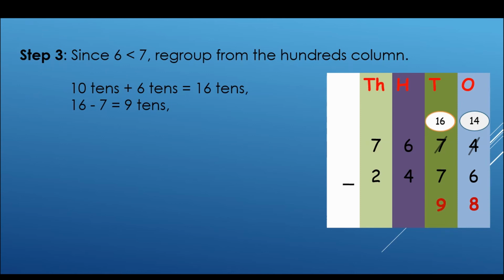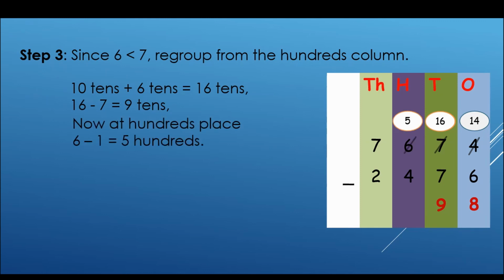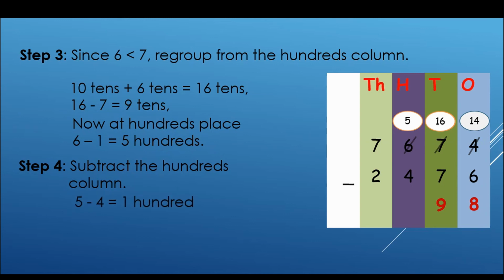Now when we are going to the hundreds column, here we can see that 100 is already given to the tens column. So only 5 hundreds are remaining here. So when we are subtracting, we have to subtract 5 minus 4. It will be 1 hundred.